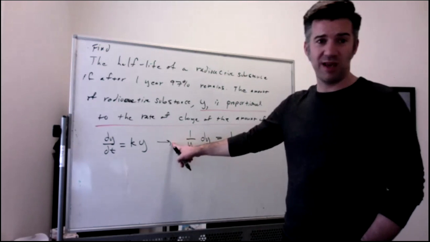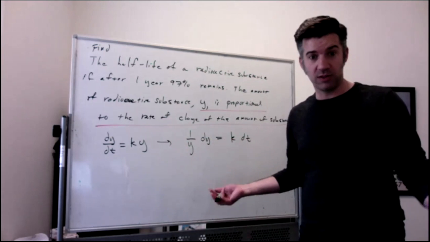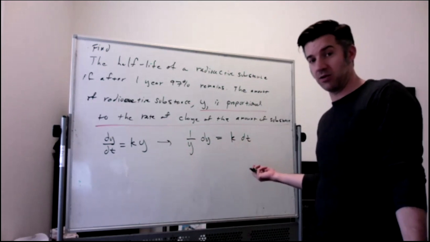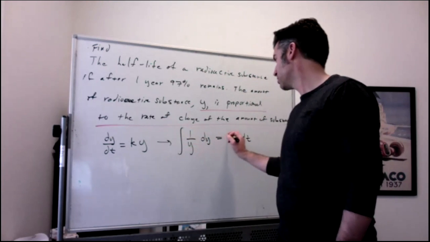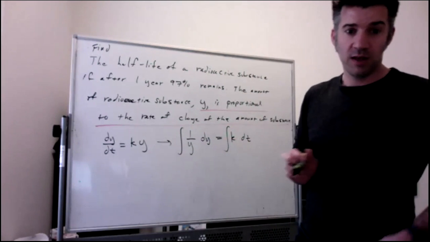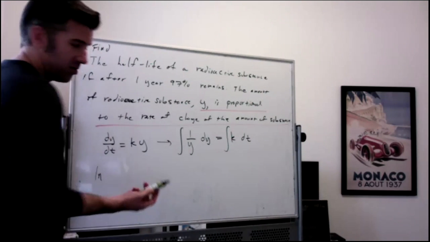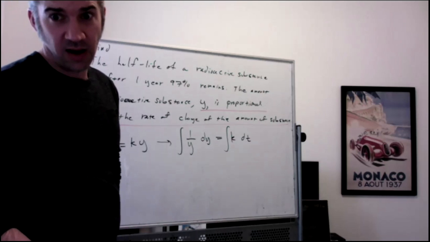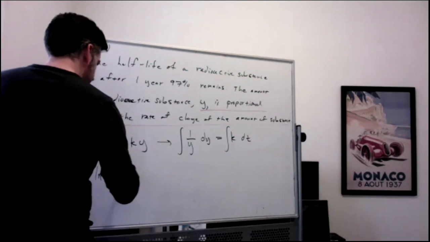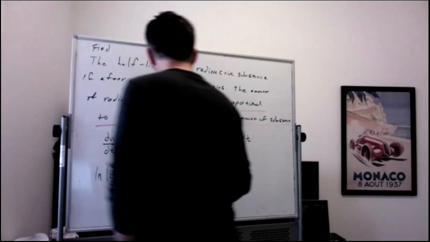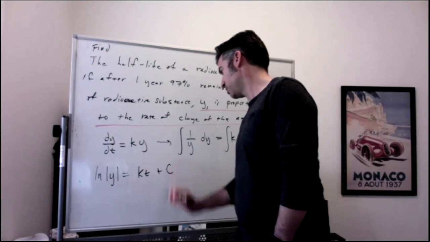I could have put the 1 over k here as well, but I don't really want to. You don't want to either. So we've separated the variables: all the y's on one side, all the t's on the other side, and the constant also on the other side. And now we're going to integrate both sides. The integral of 1 over y, as we've learned, is the natural log of the absolute value of y. Do we need the absolute value? Maybe. And on the other side, we get k times t plus c.